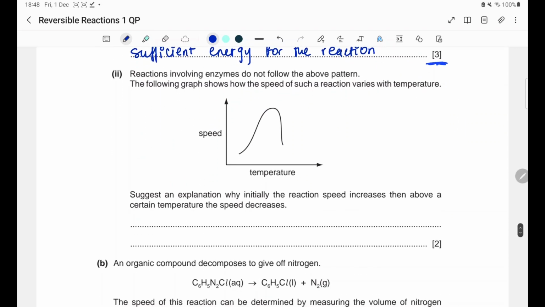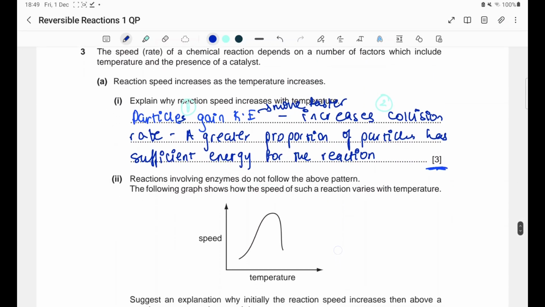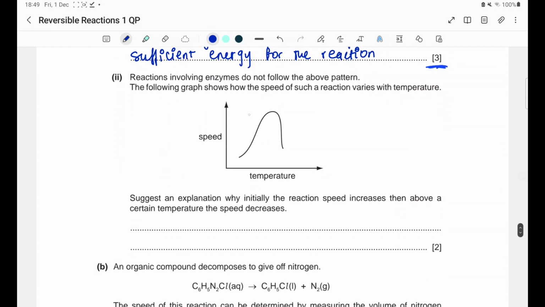Enzymes do not follow the above pattern. The following graph shows how the speed of such reactions varies with temperature. Suggest an explanation why initially the reaction speed increases, then above a certain temperature the speed decreases. So what happens is that as the temperature is increasing, we already know that temperature is increasing as we go here. So initially, as temperature increases, the rate of reaction increases.